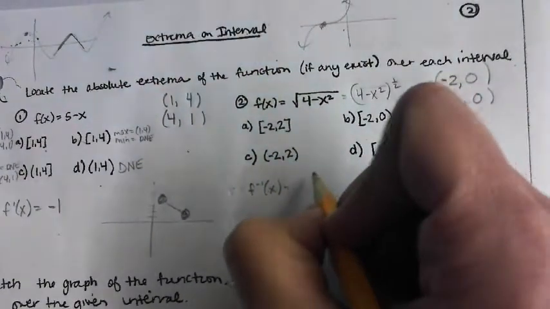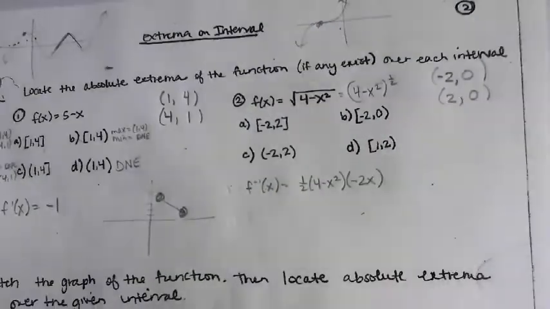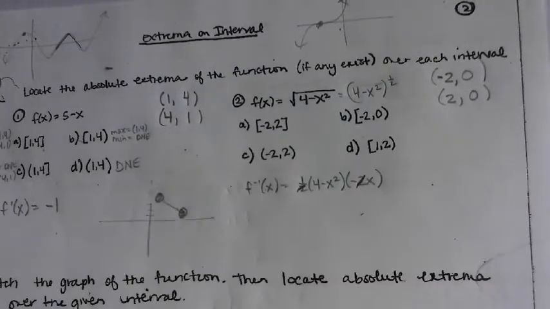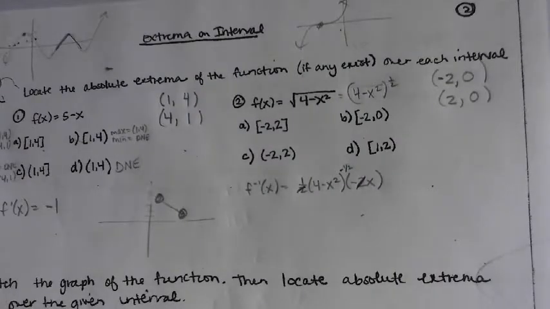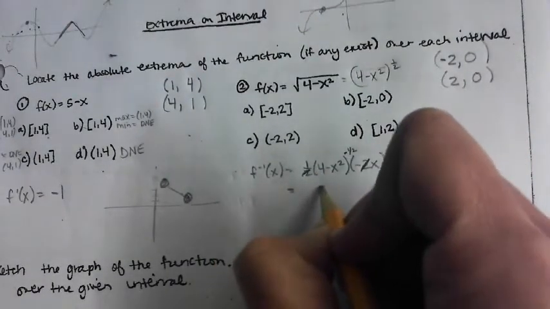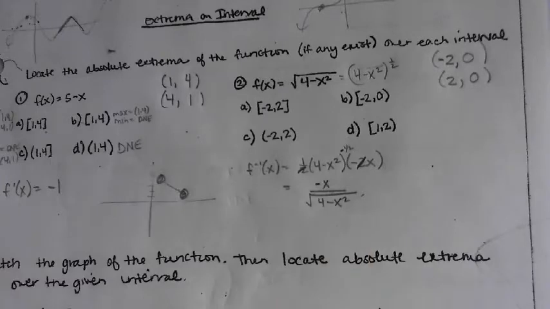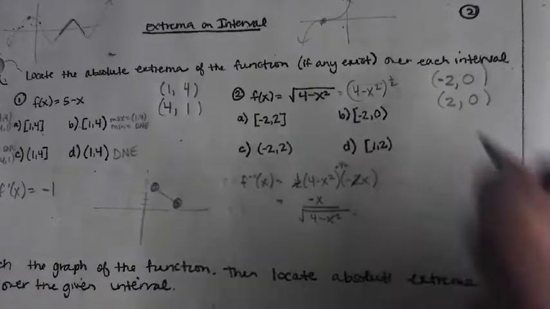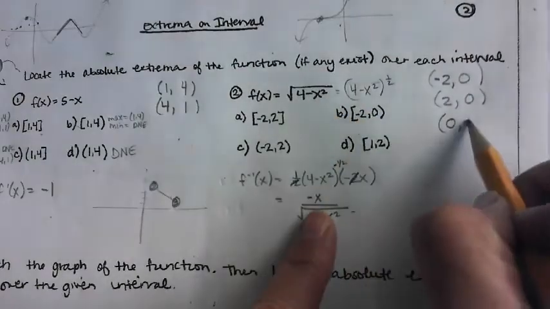So a power rule followed by a chain, multiplying by the derivative of what's inside. Your 2's will cancel. Oops, I forgot to drop my exponent. So 1/2, 4 minus x squared to the -1/2 times the derivative of what's inside. And then I'm going to clean this up just by moving this to the denominator. So I'm going to have -x over root 4 minus x squared. So when will this equal 0? At 0. So the critical point is at 0, plug that in, (0, 2).